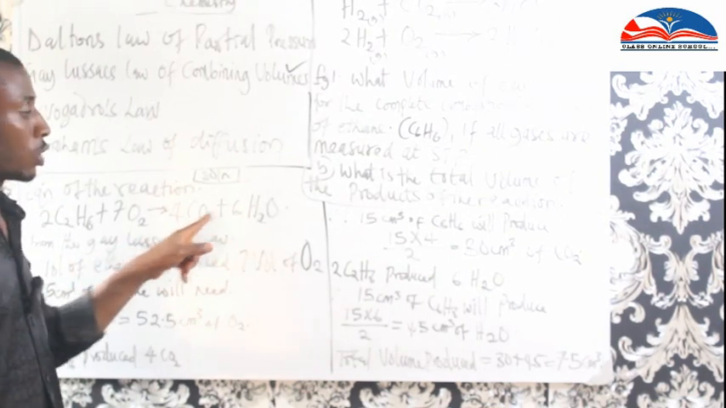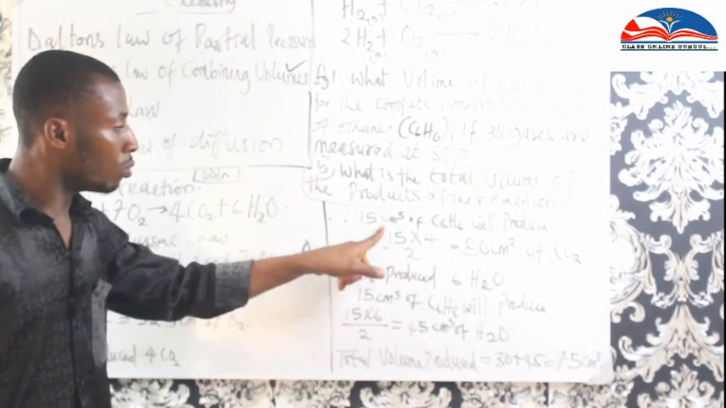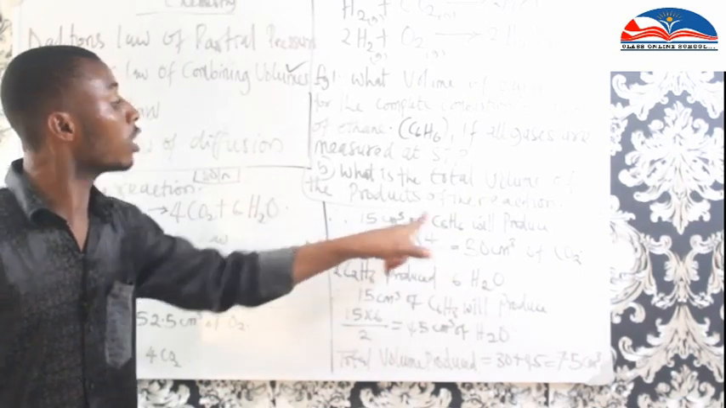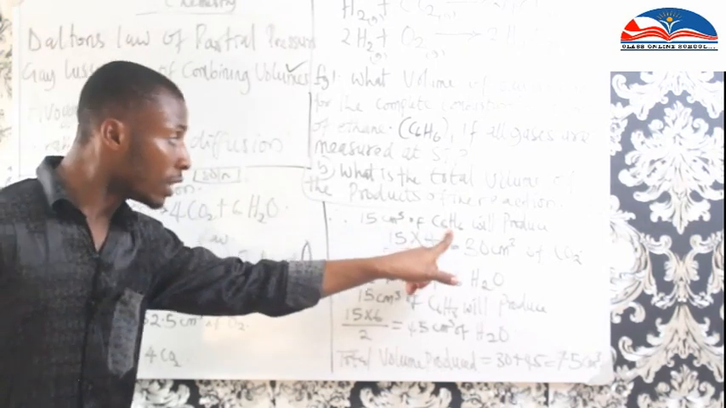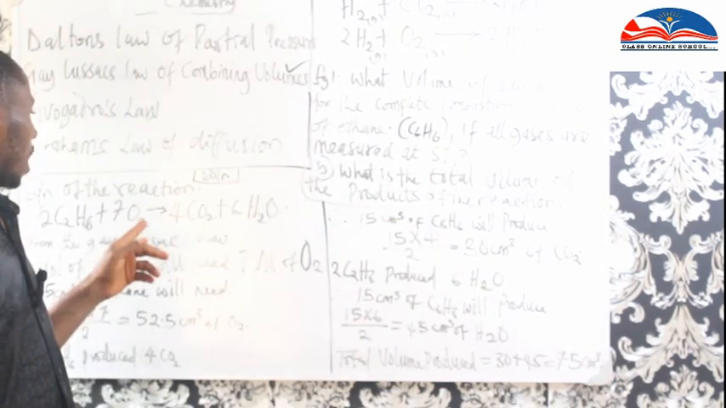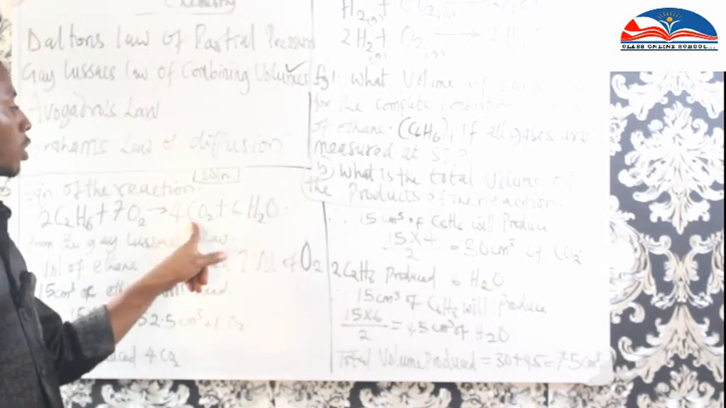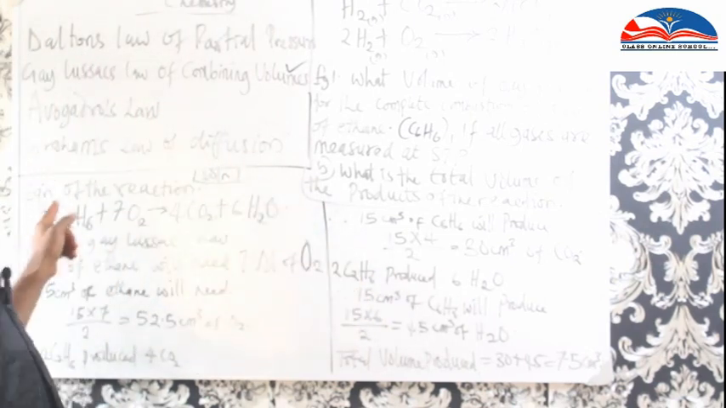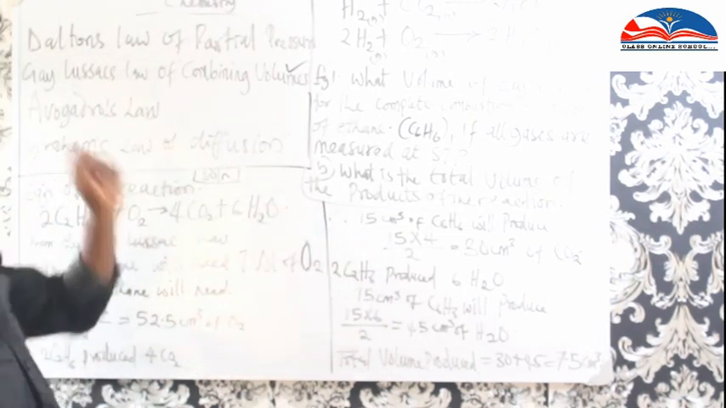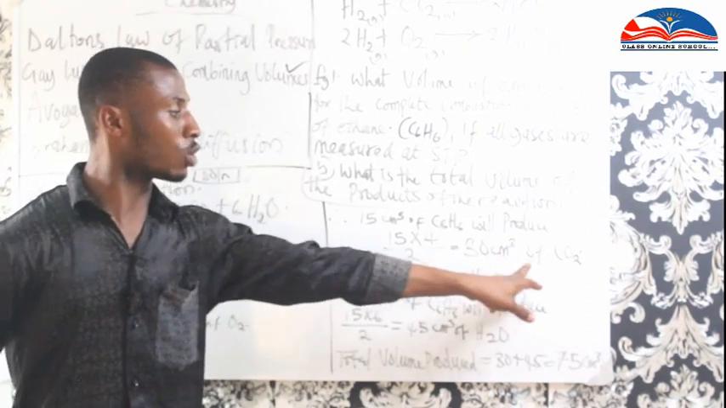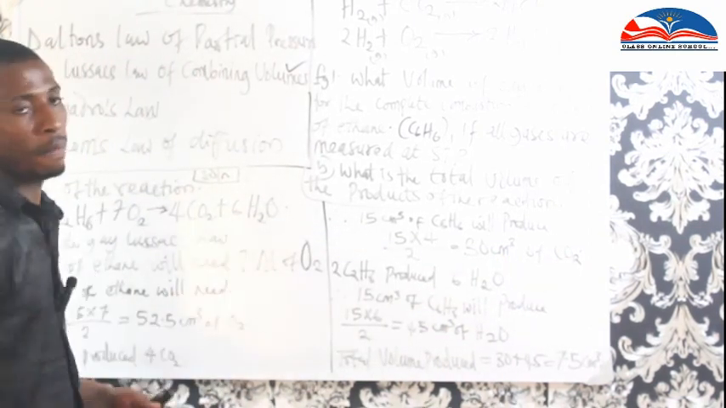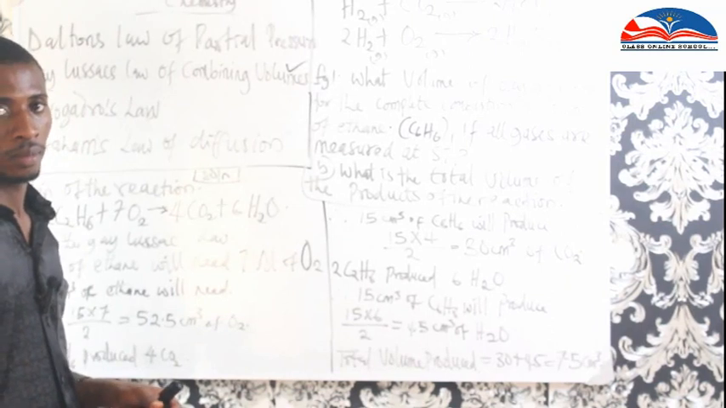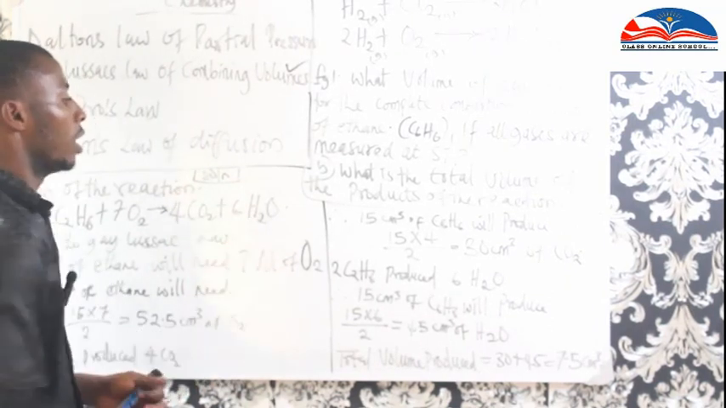4 moles of carbon dioxide. So if 15 centimeter cube of ethane mixes with 4 moles of carbon dioxide divided by the 2 that is in the reaction, it will give us 30 centimeter cube. That is what they will produce here.